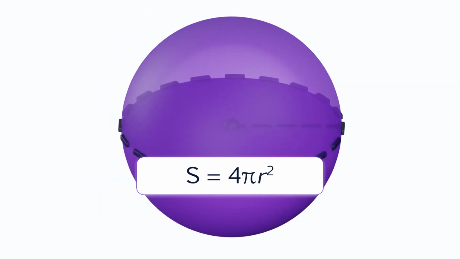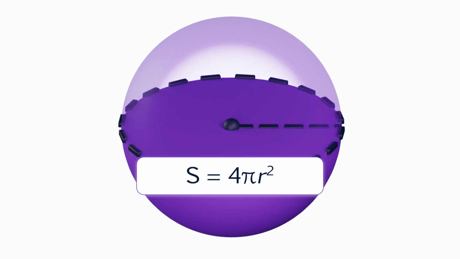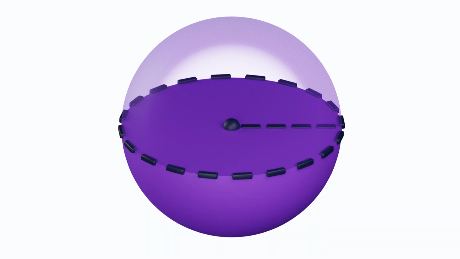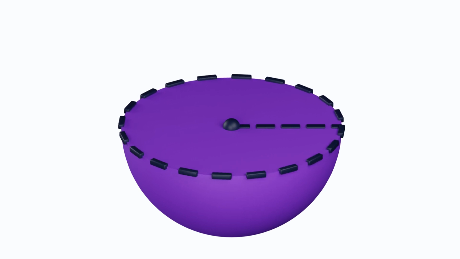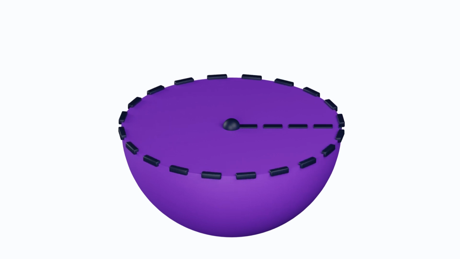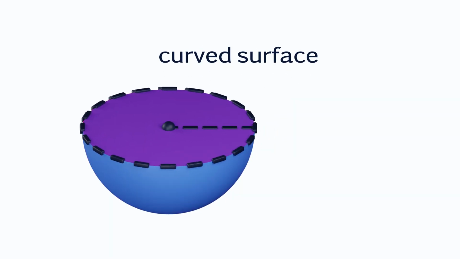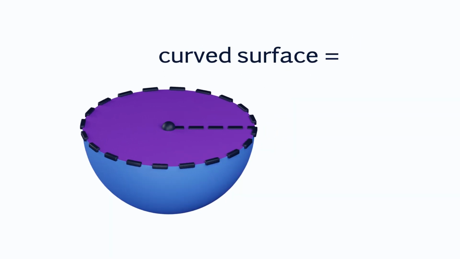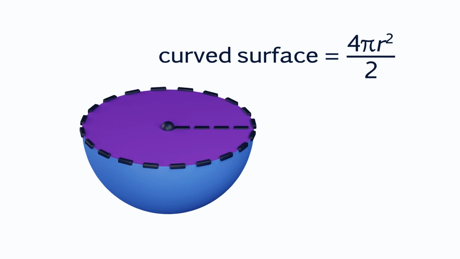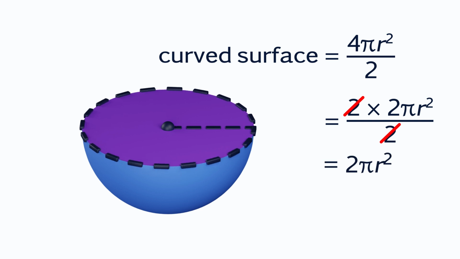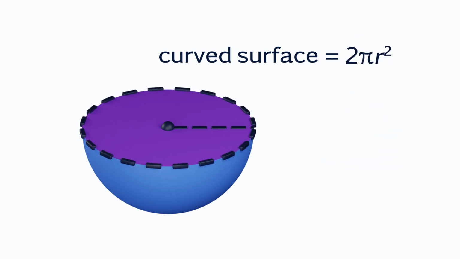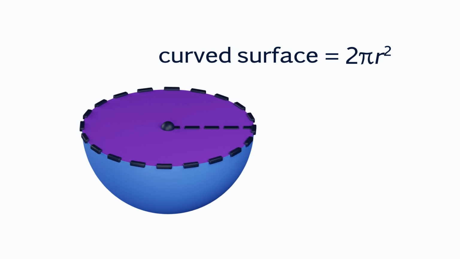Previously, you learned that the surface area of a sphere is 4 pi radius squared. Notice that a hemisphere is half of a sphere with the same radius. You'll first find the area of the curved surface of the hemisphere. To do this, you divide by 2. You can factor out 2 and cancel, which gives you 2 in the numerator. The surface area of the curved surface in a hemisphere is 2 times pi times the radius squared.